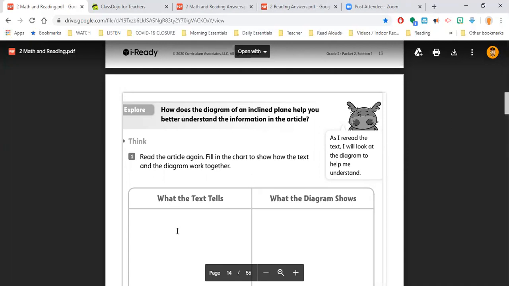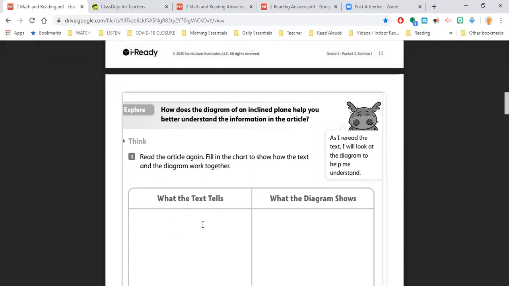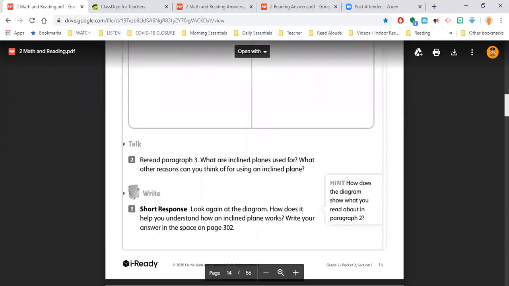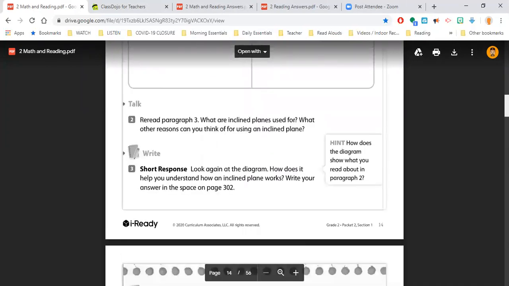So this part over here is going to say what the text tells you. You're going to put some facts down here. And what does the diagram tell you? Notice this box. It says, as I reread the text, I will look at the diagram to help me understand. We want you to connect up between the actual text and what's going on in the picture to help your understanding.